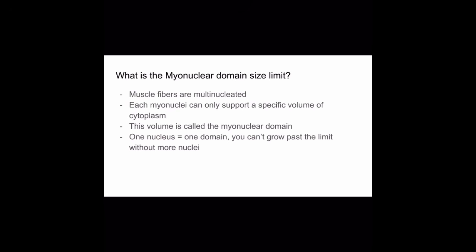When it comes to your skeletal muscle, that's going to be voluntary. You are consciously contracting these muscle fibers, so they're going to be multinucleated. They're going to have potential for growth. Now, these nuclei in the muscle, these myonuclei, can only support a specific volume of cytoplasm. Meaning they can only support a certain amount of domain, a muscle size limit. One nucleus is going to be one domain. You cannot grow past this limit without more nuclei.